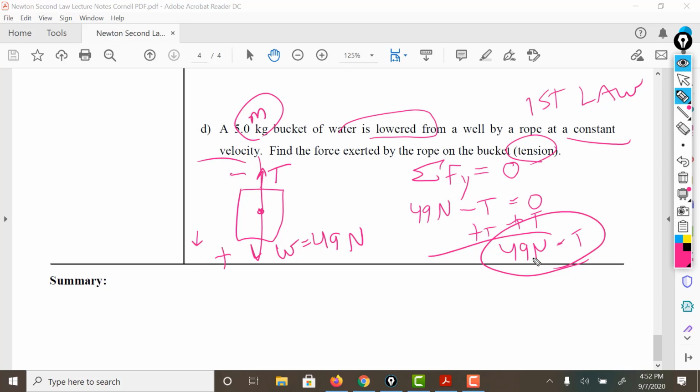Okay. For your summary, may I suggest that you reflect on the importance of labeling the signs on free body diagrams.